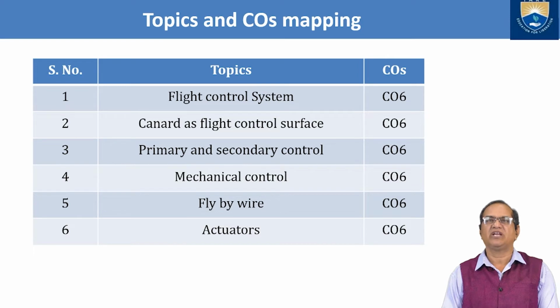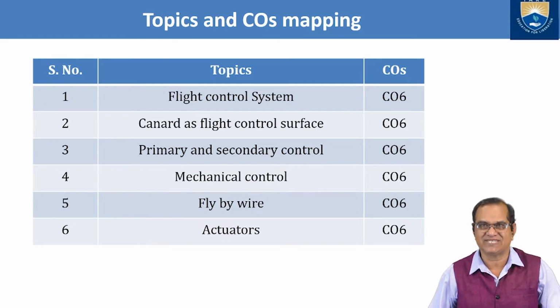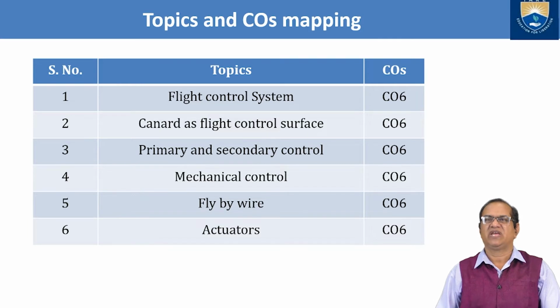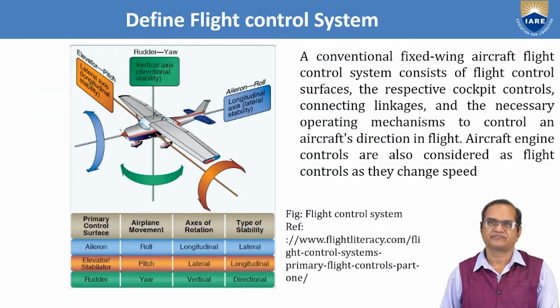Today's topic, I am going to discuss the topics and the CO mapping. All these COs are mapped with CO6. Today I am going to discuss flight control systems, canard and flight control surfaces, primary and secondary control surfaces, mechanical control, fly-by-wire, actuators, and so on.